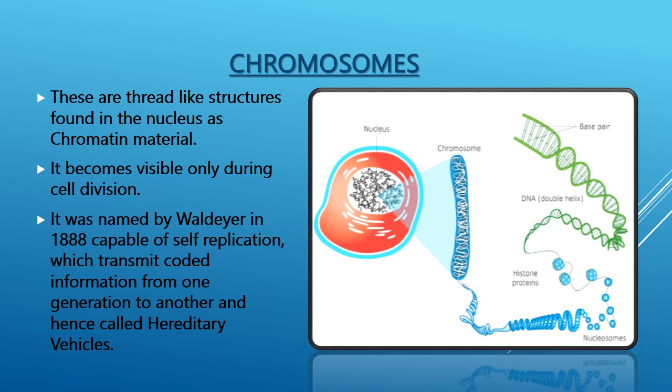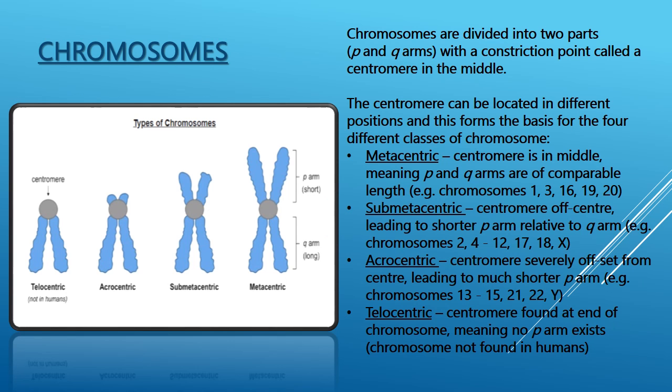We can just look at the image here. Okay. Now the chromosomes are divided into two parts, the P and the Q arm, with a constriction point known as the centromere. So this region where the two arms meet is known as the centromere. Okay, now a centromere can be located at different points. So based on the position of centromere, chromosomes are of 4 kinds: metacentric, submetacentric, acrocentric, and telocentric.